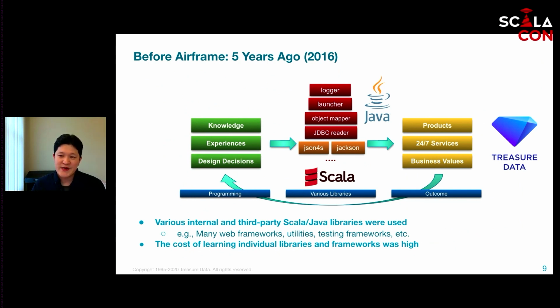But before building Airframe, which was 5 years ago in 2016, our Scala technology stack was a sort of mess because we were running a business. We created a lot of code, but our code base was using various internal and third-party libraries, both in Java and Scala. Many web frameworks and utility libraries were used. As we ran the business, we learned a lot of things, but our code base was becoming a lot of technical debt. And the cost of learning individual library usage became significantly high at that time.